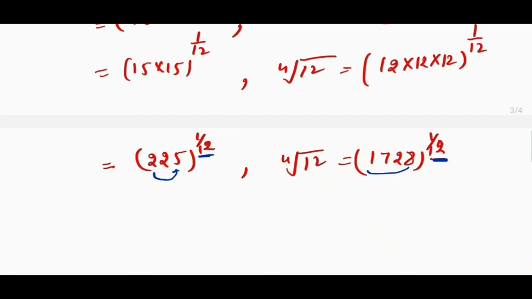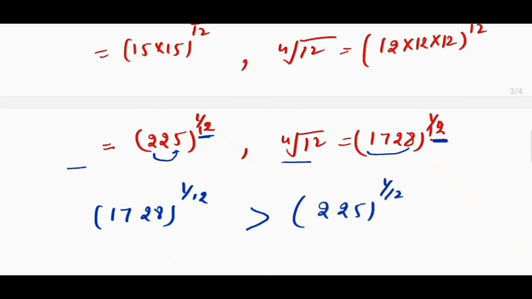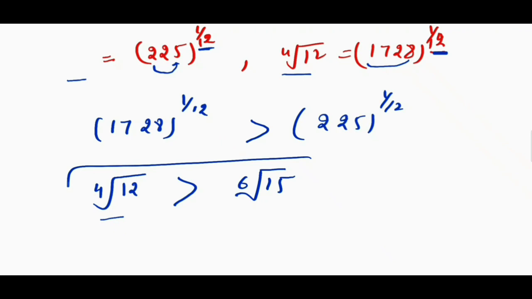So it means this number is greater than this number. So we can write that 1728 raised to power 1 by 12 is greater than 225 raised to power 1 by 12, correct? Means this 12 raised to power 1 by 4 surd is greater than this surd, and this is my answer.